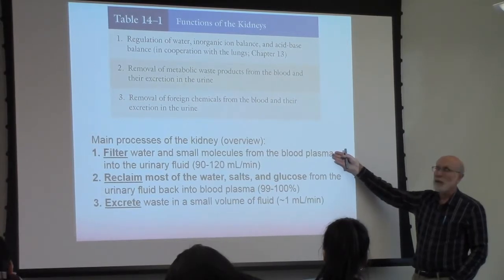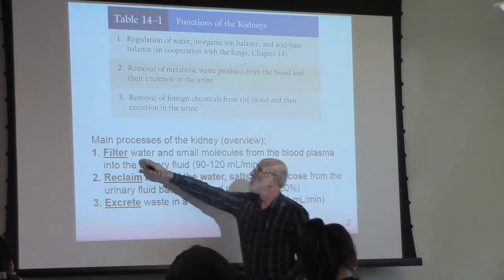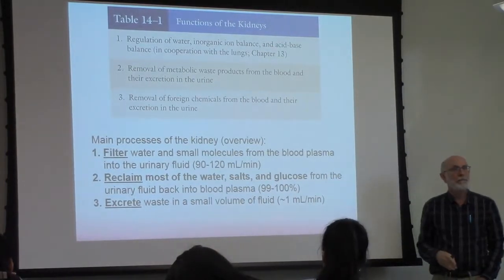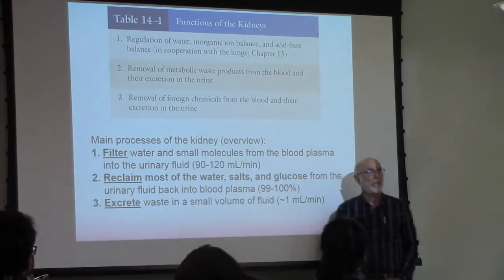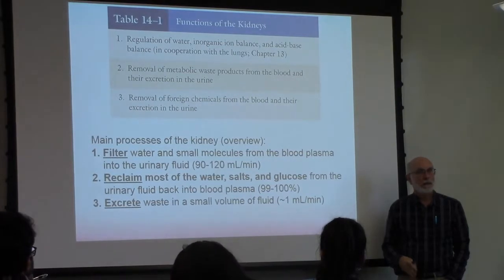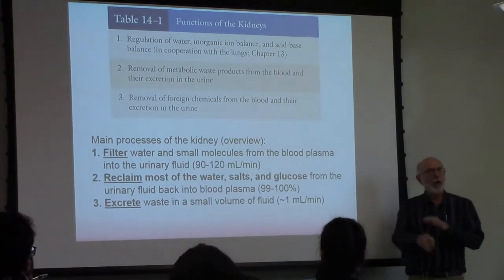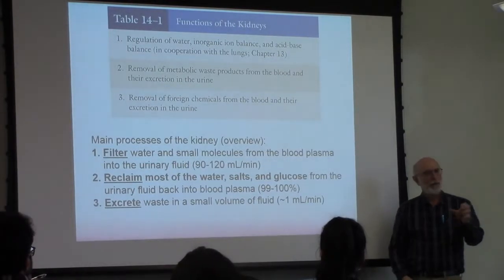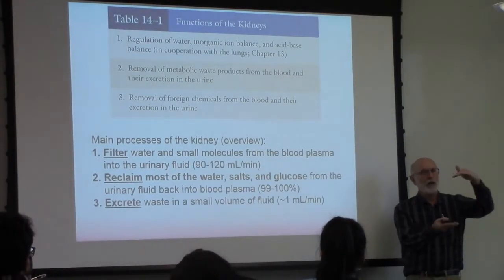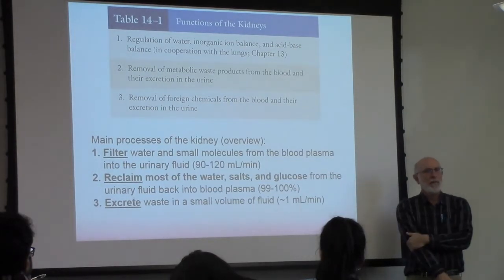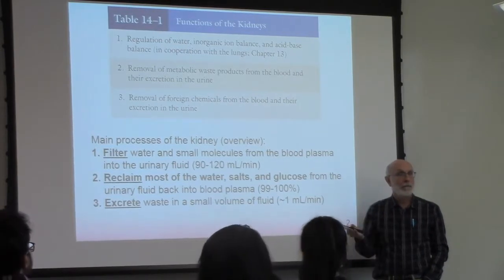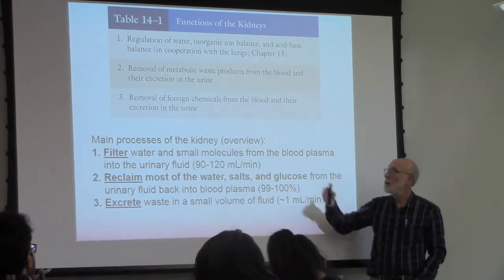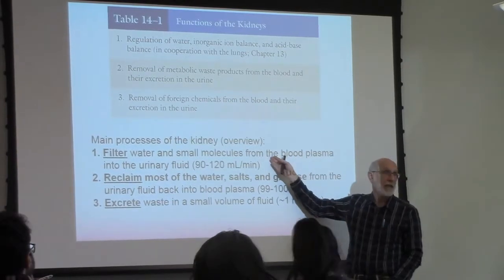We're going to filter water and small molecules from that blood. And we're going to filter a lot of it. 100 mils per minute. Let's imagine, you've all seen what 100 mils looks like. I mean, you've held a 100 ml beaker in your hand or a 100 ml graduated cylinder in your hand. 100 milliliters is not a small volume. And that's every single minute. So that's what's getting filtered from your blood. A large volume of plasma, essentially.